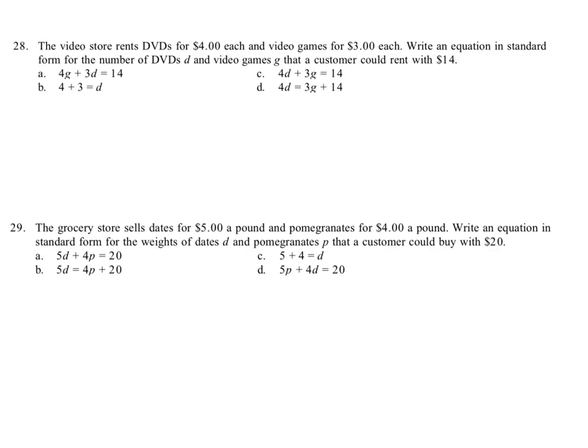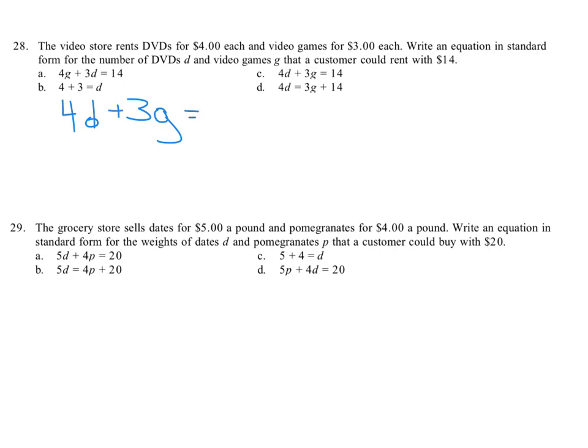So if you multiply the number of DVDs you got by 4, you'll find the cost of them. So if you bought 3 DVDs, you say 4 times 3. So what you're going to do is you're going to say the number 4 times the number of DVDs. They're using the variable D. Okay, and you add to that $3 for each game, so 3 times the number of games you buy.